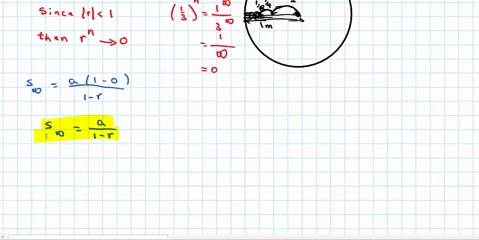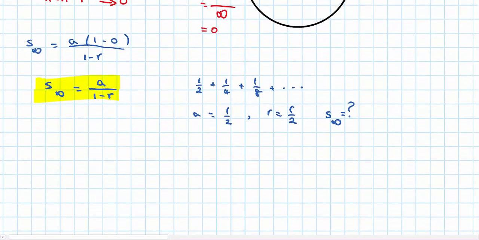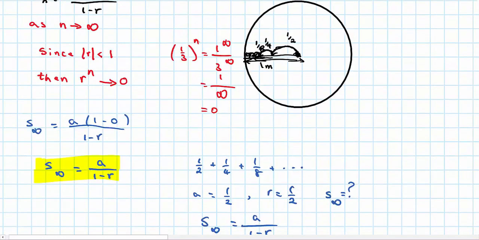Let's look at a quick example. Well, let's do the pond one. The series was the frog hops half a meter, then half of that, then half of that, and so on. So my first term is a half, my ratio is a half, and I want the sum to infinity. What's the limit as I add an infinite number of terms? So the rule says sum to infinity is a over 1 minus r. a is a half, 1 minus a half is a half, a half divided by a half is 1, which is what I expected to get.